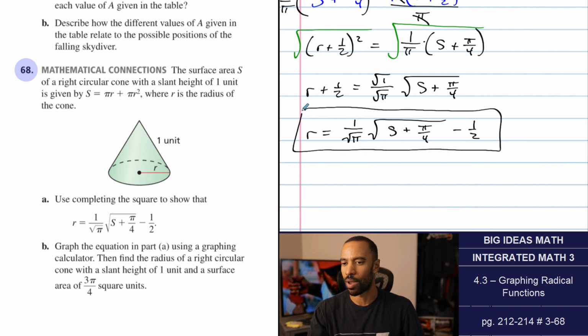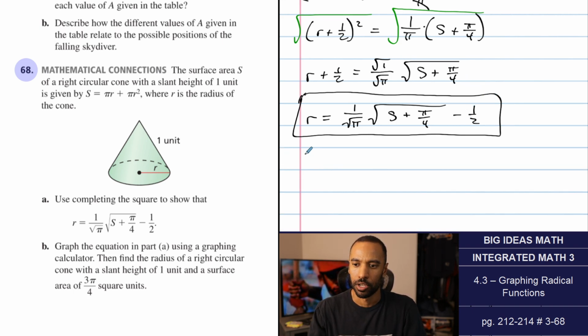Again, I needed to write it in the way that matches what they have as opposed to something else, and that should be part A. Part B, graph the equation.